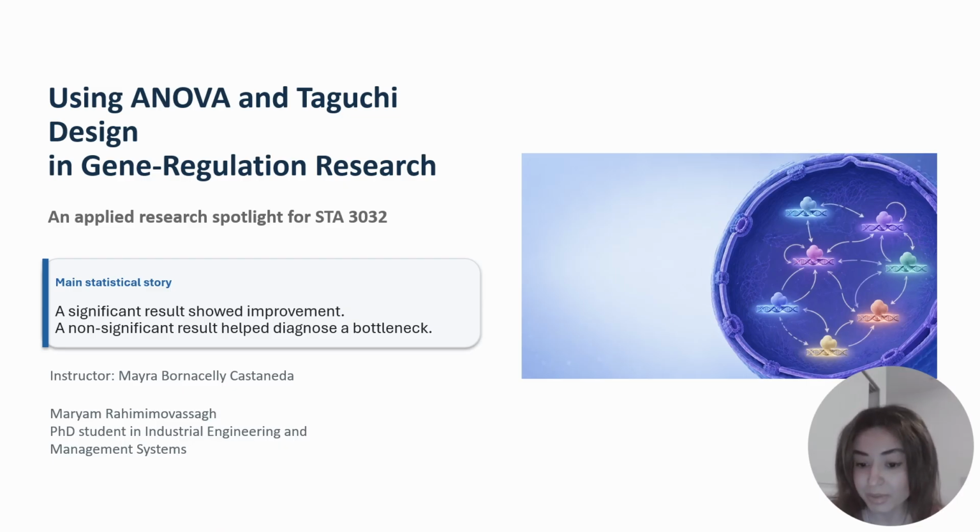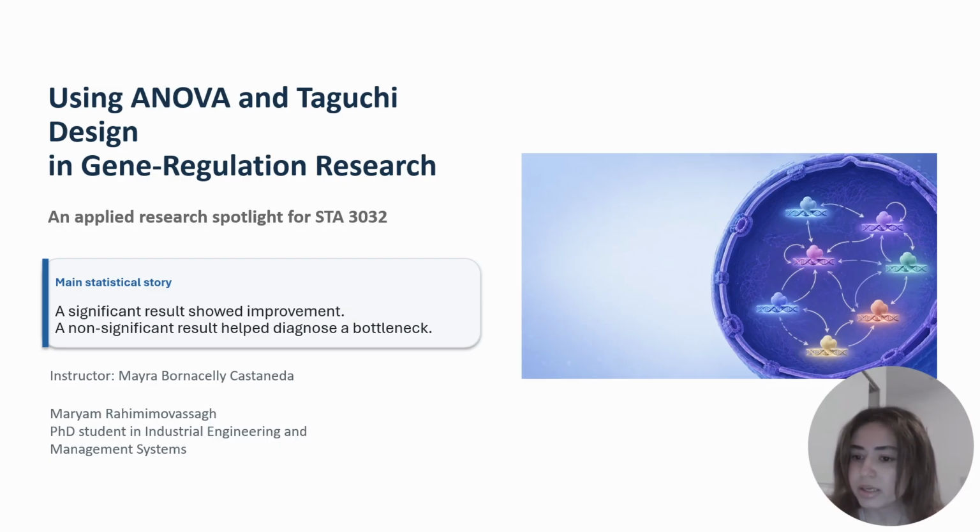My name is Mariam Rahimi Mowassaq. I'm a PhD student in Industrial Engineering and Management Systems. Today, I will show how ideas and concepts from ANOVA can help us understand a real research problem in gene regulation. I will discuss Taguchi design and how it could help future experiments and the efficiency of the research.